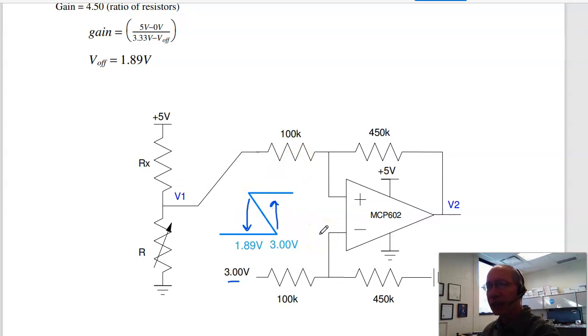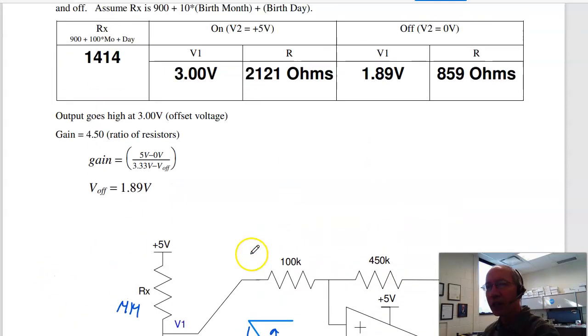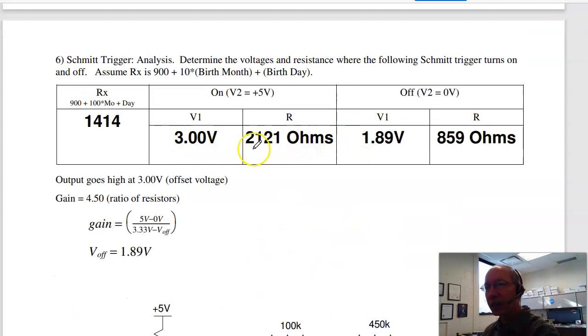And then the resistances that do that. I've got a voltage divider. This is R over R plus Rx, which in my case is 1414. That's your voltage. Solve for R at 3 volts, solve for R at 1.89 volts, and you get 2121 ohms and 859 ohms. So that is quiz number 5 for ECE 320 for spring 2022.